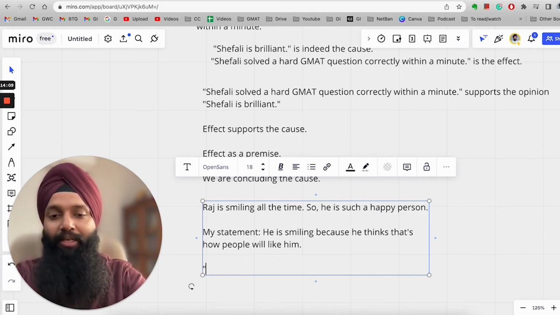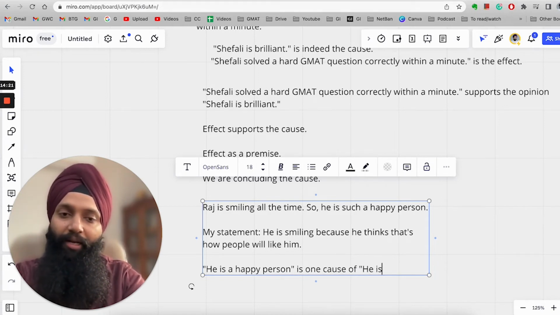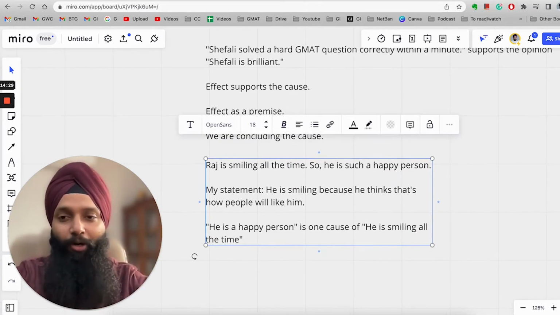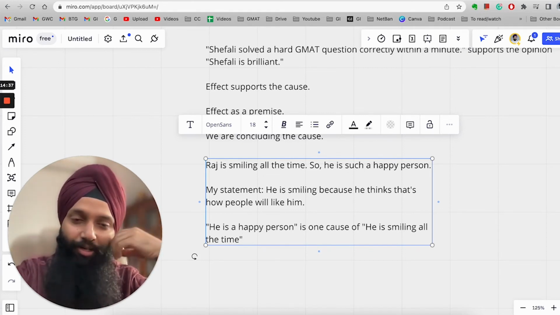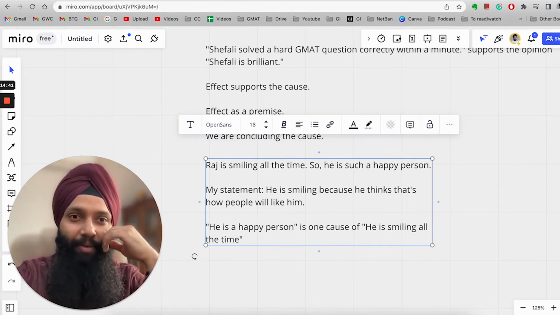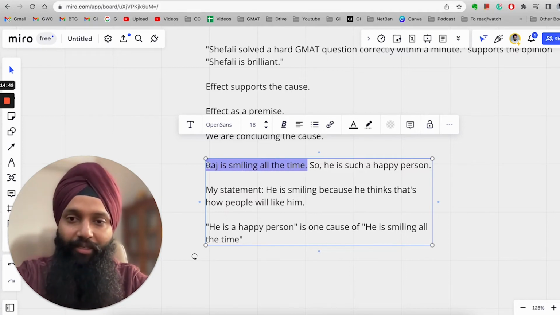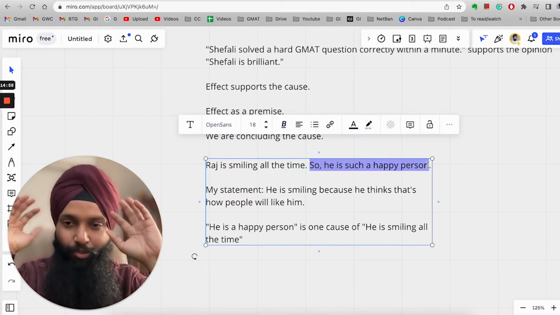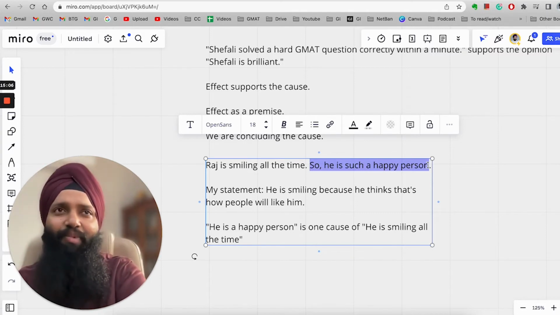So if you think about it, he is a happy person is actually one cause of he's smiling all the time. Right? Because when I give you an alternate cause that, oh, well, he's smiling because he just wants people to like him, then you have an alternate cause, right? And then you're not sure about that. Oh, is he happy? Right? So essentially, this is the same argument structure. You're looking at an effect and you're deducing the cause. You're concluding a cause on the basis of an effect. But now this logic is so connected in your mind that you don't even think that, oh, I'm concluding a possible cause. You think, yeah, smiling, definitely happy.